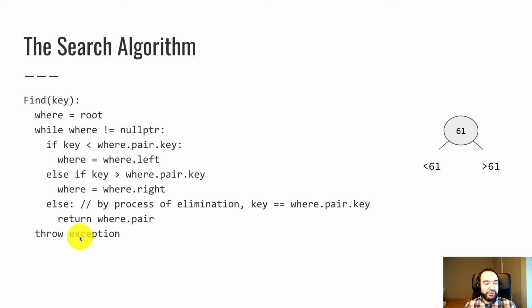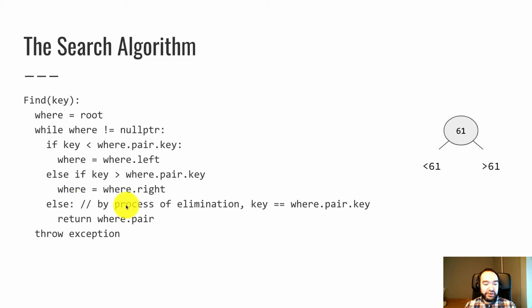So if this while loop stops, that means that the search failed, and then the next thing that the function does is throw an exception to say search failed. But if the loop runs, then where is not null, so we're looking at a node, and if the key we're looking for is less than where's key, then where is reassigned to where's left. So go down one level to the left. If key is too big, then we go down one level to the right.